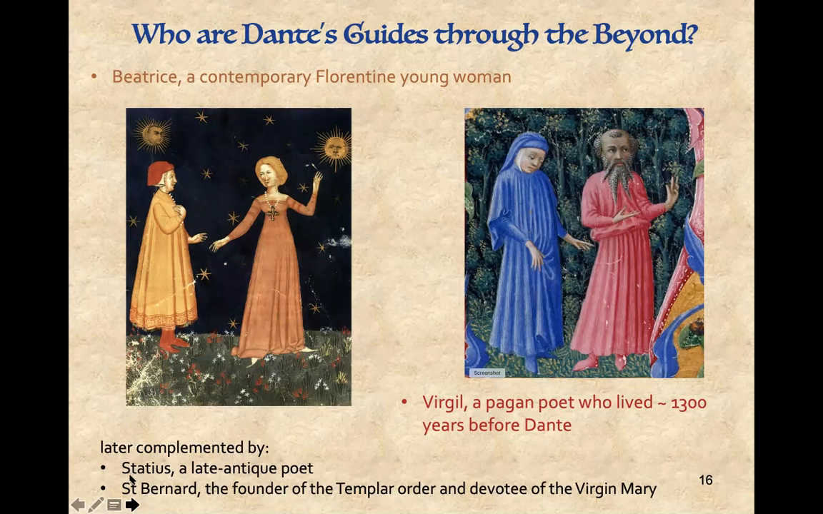But in any case, I would like to focus your attention on the extraordinary and certainly not obvious choice that Dante makes of having these two guides, a feminine figure from Florence, a young woman from Florence, and a pagan poet.